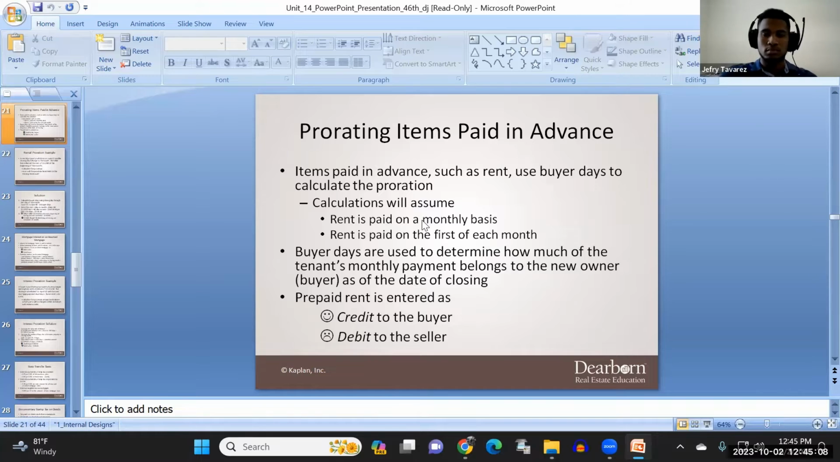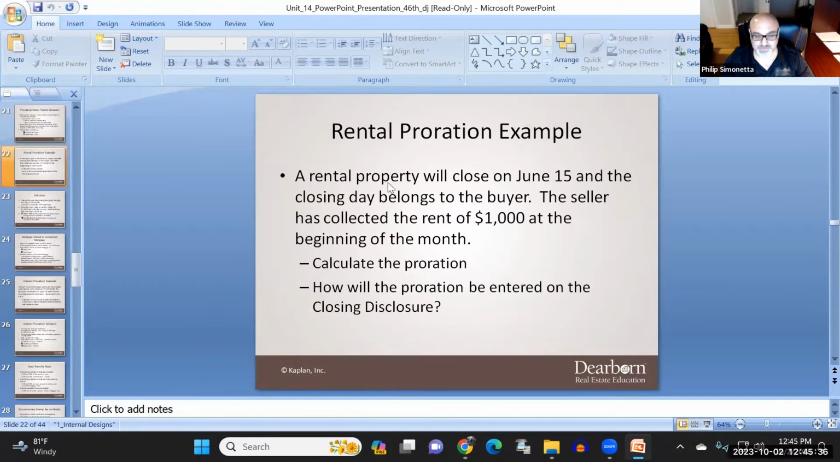So prepaid rent is entered as a credit to the buyer because the buyer is getting it, and a debit to the seller. If you're closing on the 15th of the month and the tenant paid the landlord on the first for the whole month, the seller gets it for the first 15 days, and then the buyer gets it for 14 days, and the buyer gets it for the day he buys it going forward. So you have to calculate it, because it's going to go from the seller to the buyer.